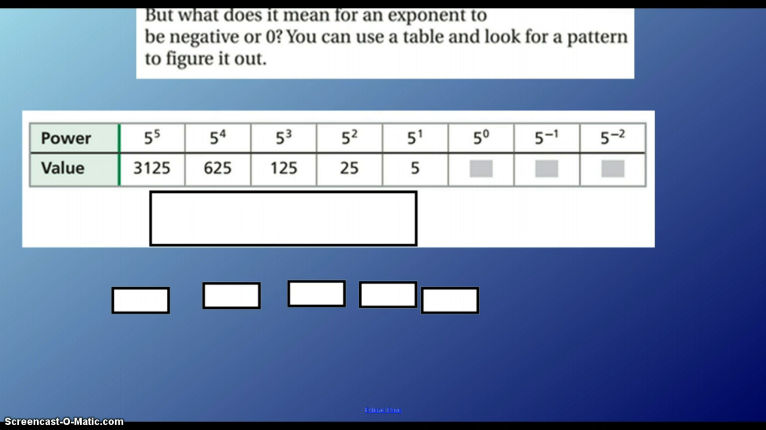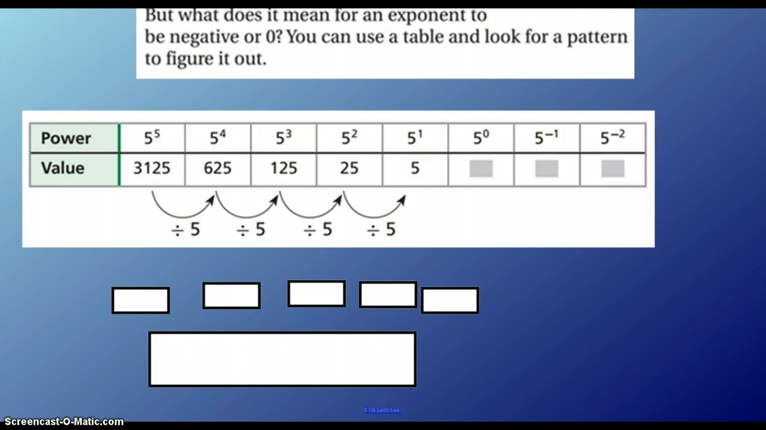we get these numbers. So the pattern that we would see here is if we move from left to right now, we get this pattern where we're dividing by 5 each time. So 3,125 divided by 5 gives me 625. And then 625 divided by 5 gives me 125, and so forth. So we keep dividing by 5. So if we do that then, and as we go down from 5, 4, 3, 2, 1, 0, if I do 5 divided by 5, I get 1.